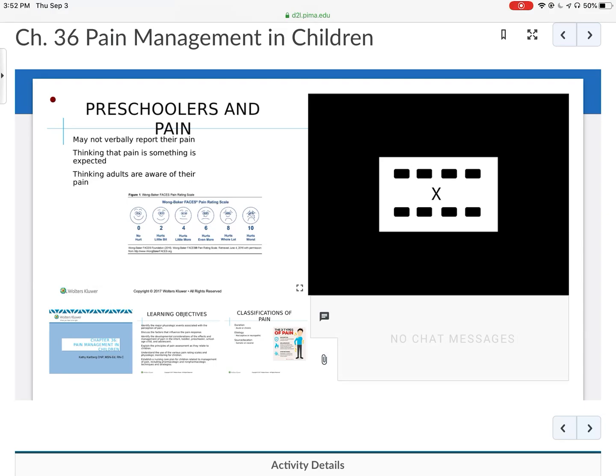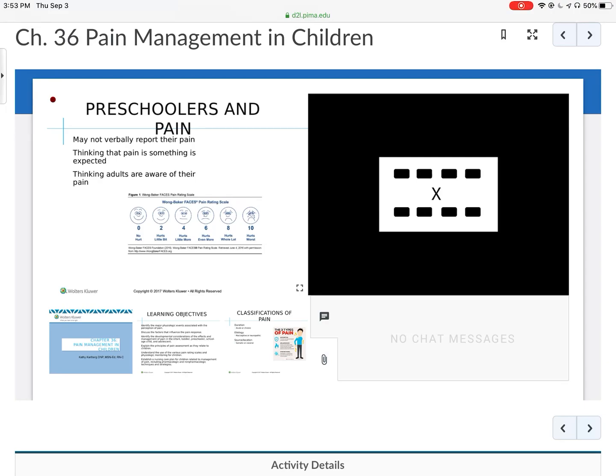When we get to the preschoolers in pain, we can use the Wong-Baker faces. There's a lot of faces. Different companies make them, but we use the faces. They may not tell you their pain. They may be more stoic because they may know what's going to happen if they say pain. Sometimes there's guilt in that preschooler, they think that it's just expected. They think adults are aware of their pain, and they're not always aware of it.